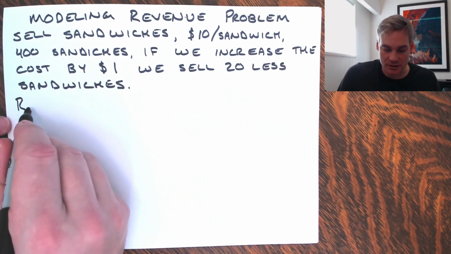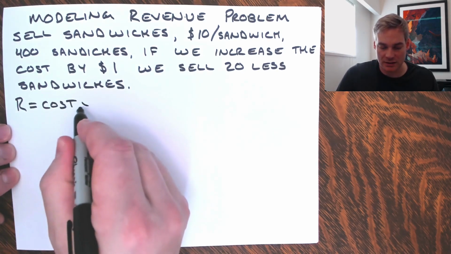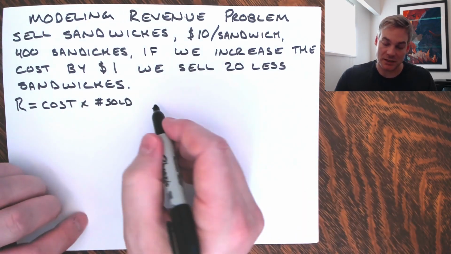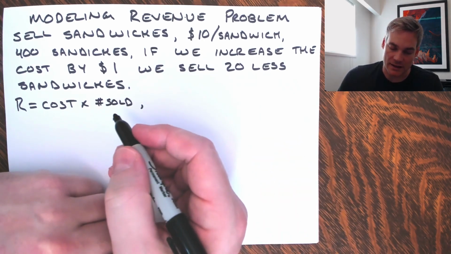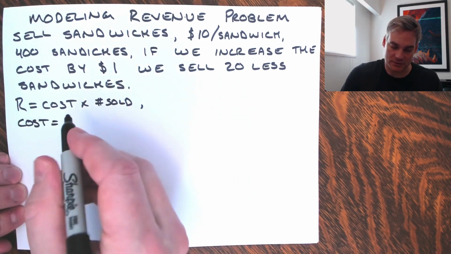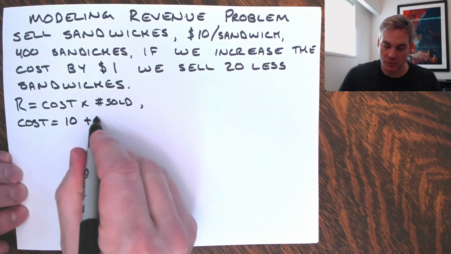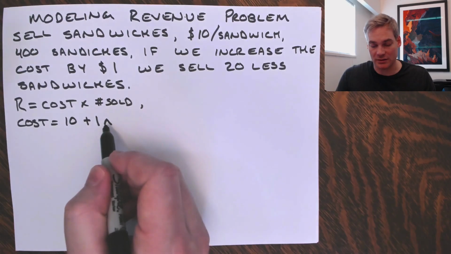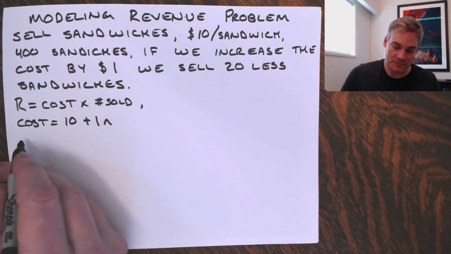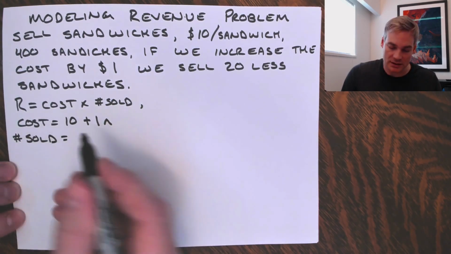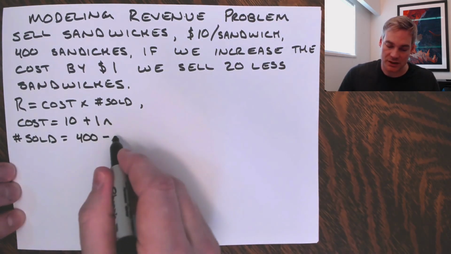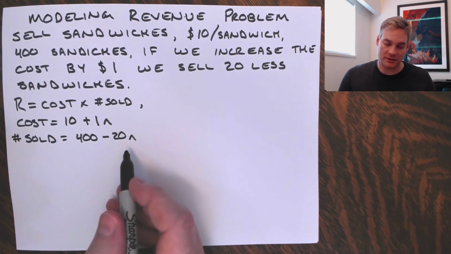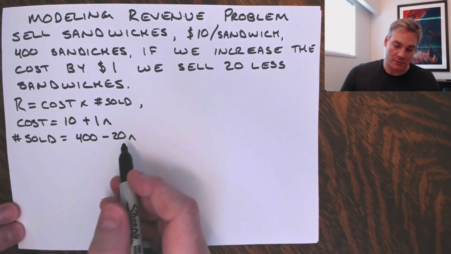We just say, well, the revenue, R, is equal to the cost times how many we sell. So we'll say number sold. Now, if we wanted to make a cost function, I would say the cost is going to equal $10 plus $1 times n amount of times. We might do it twice. If we increase it twice, then that's $12. So n is how many times we increase it by $1. And the number sold is equal to 400, but we're going to lose 20 sandwiches that we sell for every time we increase the price by $1. So now we have separate functions for how many times we change the cost.